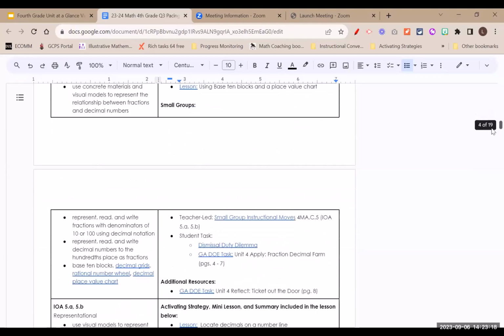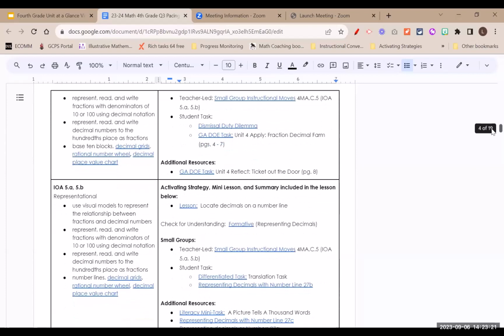Let me scroll down to that one. All right, so you can see here, this is that representational day I just spoke about. And again, you can see the bullets are showing you that it's suggested to locate decimals on a number line here with the bullets. And then the lesson is locate numbers on a number line. During each of these 3 days, students will be expected to represent, read, and write fractions with denominators of 10 or 100 using decimal notation, as well as represent, read, and write decimal numbers to the 100th place as fractions.